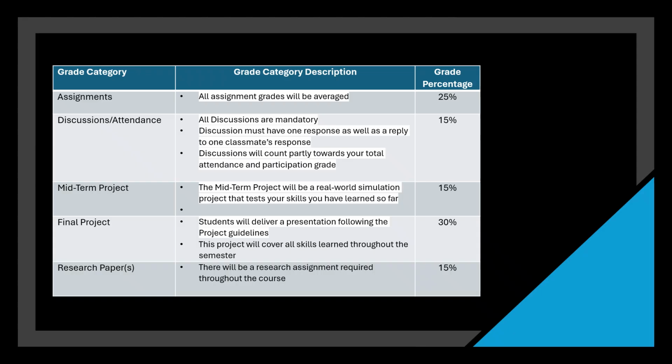So you're going to have a midterm project. We'll go over that in a minute. That's 15%. Your final project is 30%. Your research papers are 50, or your papers. Sorry, I'm not trying to scare you. It's paper, research paper, and that's 15%.